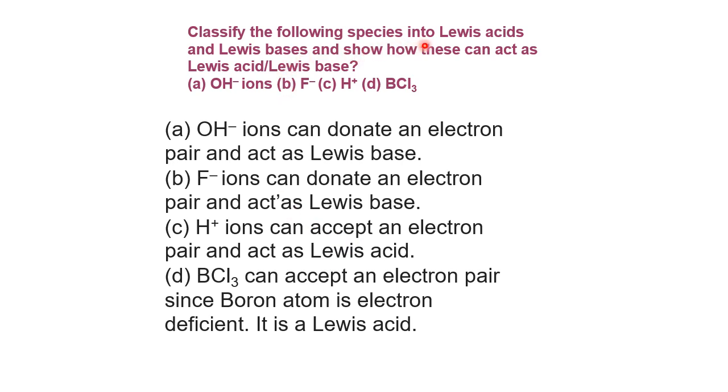Classify the following species into Lewis acid and Lewis base and show how these can act as Lewis acid and base. First we tell which one is Lewis acid or Lewis base and why. Reason: OH minus ion can donate an electron pair because it is rich in electrons. So, Lewis base. In the same way, rich in electrons can donate, Lewis base. Shortage of electrons can accept electrons, Lewis acid. Electron deficient can accept an electron pair, therefore Lewis acid. Okay. So depending upon the theory, you can classify.